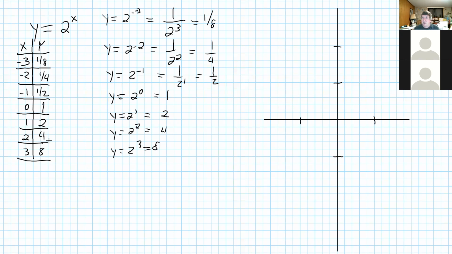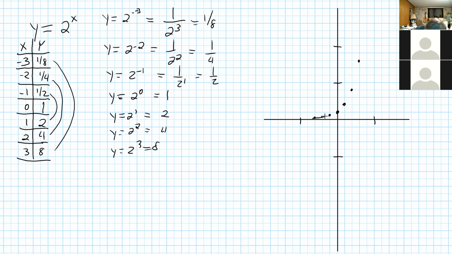Now, unlike quadratic or second degree equations, where in the table for the parabolas we have two different x values going to the same y value, here we've got sort of a reciprocal situation going on. You see that? Okay. Now, if we plot those points, when x is -3, y is 1/8. When x is -2, y is 1/4. When x is -1, y is 1/2. When x is 0, y is 1. When x is 1, y is 2. When x is 2, y is 4. And when x is 3, y is 8.